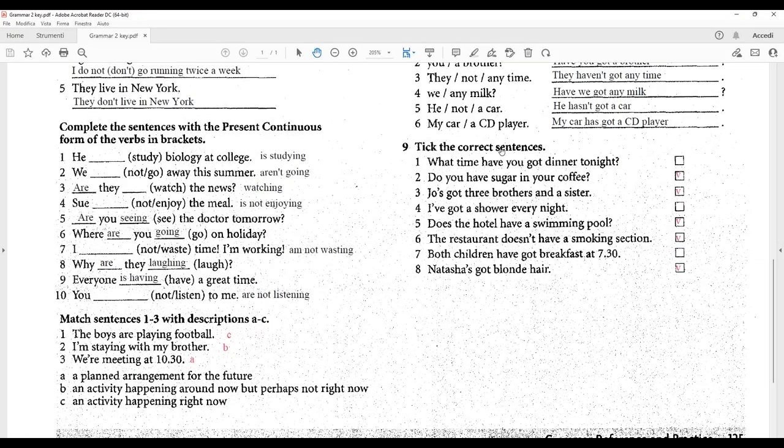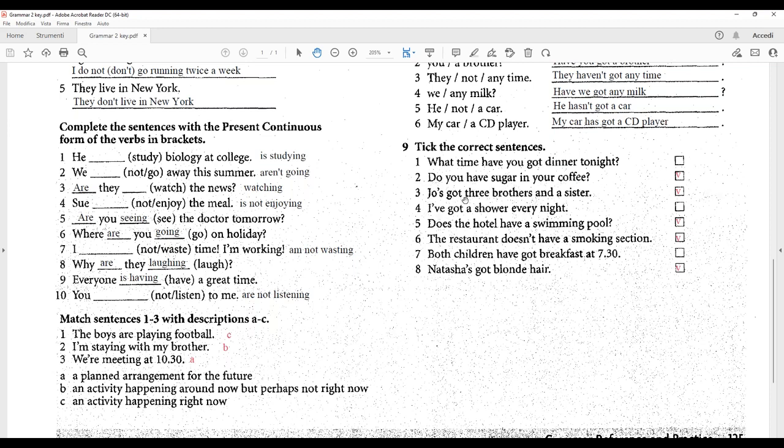Exercise 9 was tick the correct sentences. Tick, check the correct sentences. What time have you got dinner tonight? Do you have sugar in your coffee? So what time have you got dinner tonight? Not correct. Why? Because dinner expresses a habit and got is not used with habits. So what time do you have dinner tonight? Do you have sugar in your coffee? A habit, right?